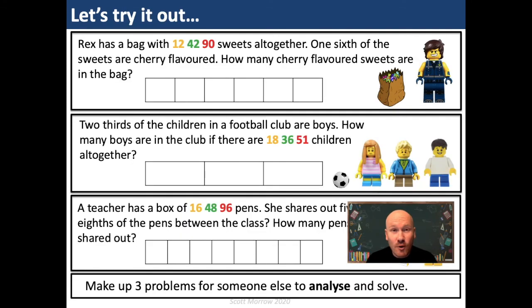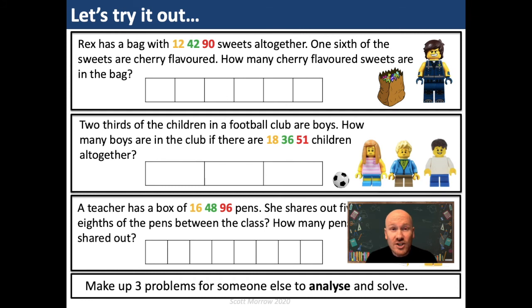It's time to try that out. Here are 3 different problems that I'd like you to have a go at. Each of the problems has got 3 different numbers. I want you to choose the number that's right for you. Not too easy and not too difficult. So for the first question, I'm going to use the yellow number. Rex has a bag with 12 sweets altogether. 1/6 of the sweets are cherry flavoured. How many cherry flavoured sweets are in the bag?